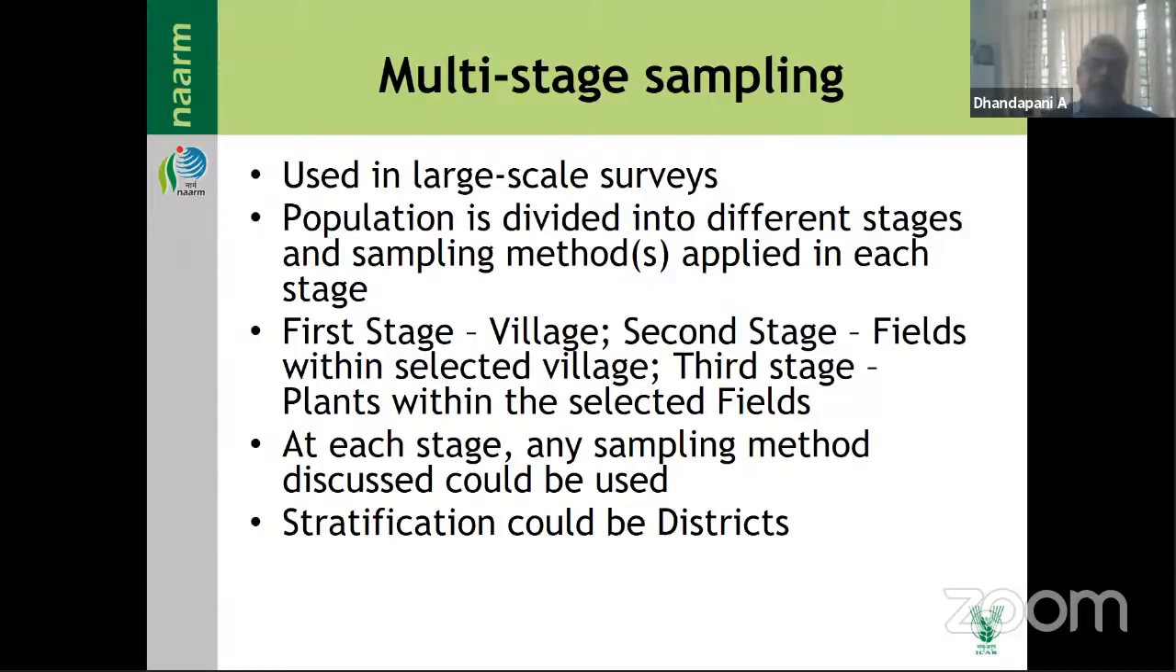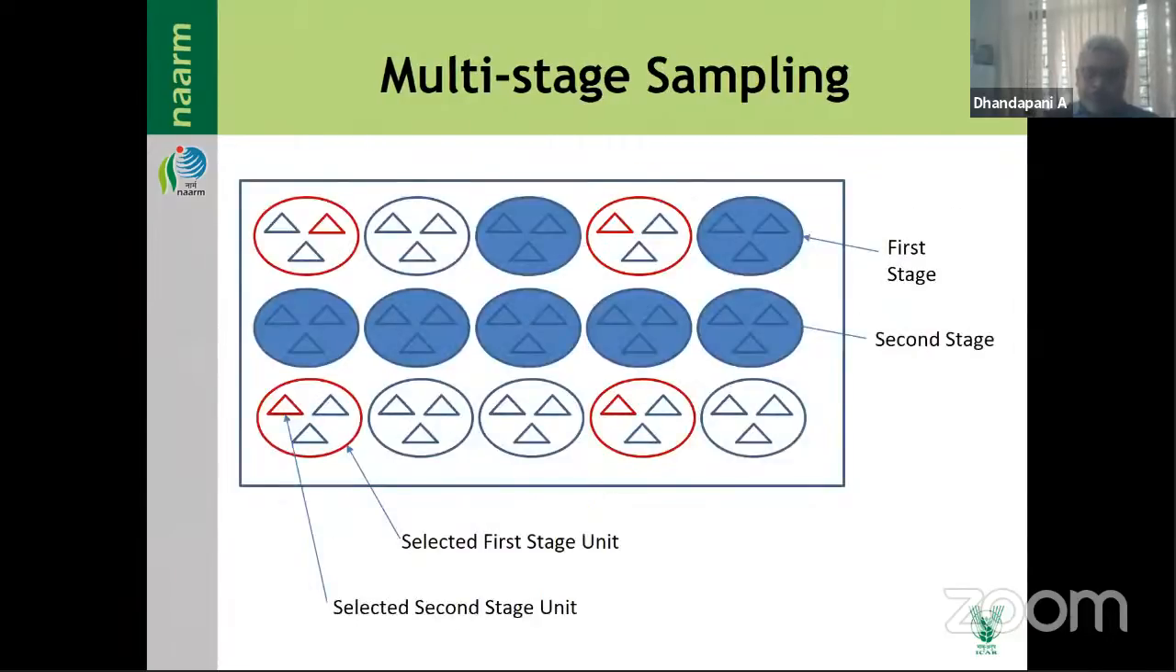So I can apply maybe simple random sampling or whatever it is, and go for the third stage. I can select it in any way. So this is how you do it. Now, this is the pictorial representation.